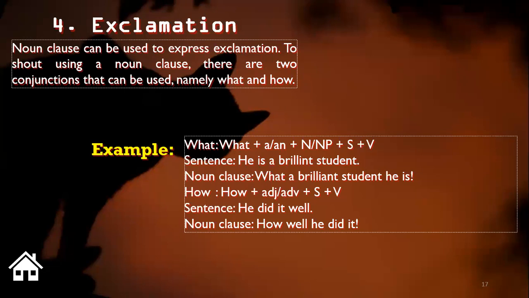And then for exclamation, a noun clause can be used to express exclamation. To shout using a noun clause, there are two conjunctions that can be used, namely what and how. For what, the example is using what plus a or an plus noun or pronoun plus subject plus verb. For the sentence, he is a brilliant student, if we make it into a noun clause, it will be: what a brilliant student he is.